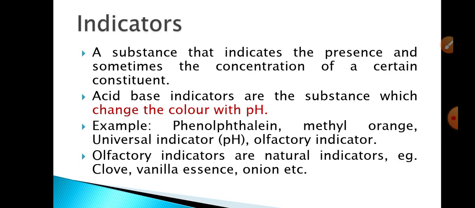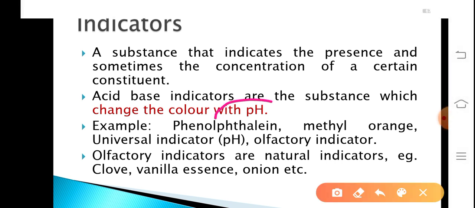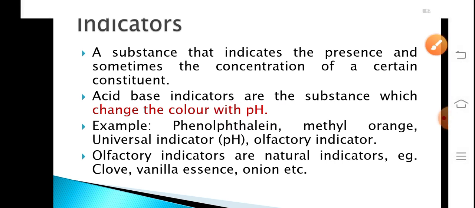So what are indicators? Indicators are the substances that indicate the presence of certain constituents or their concentration. Acid-base indicators are the substances which change color with pH. So by changing the pH, the indicator indicates the change in pH by reflecting a particular type of color, either in presence of acid or in presence of a base.